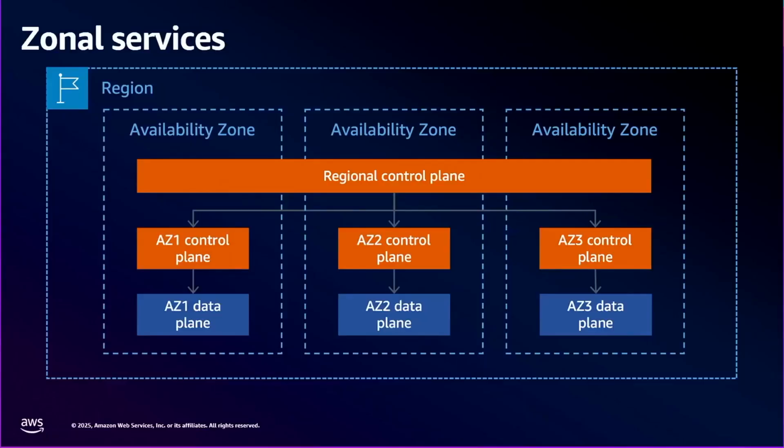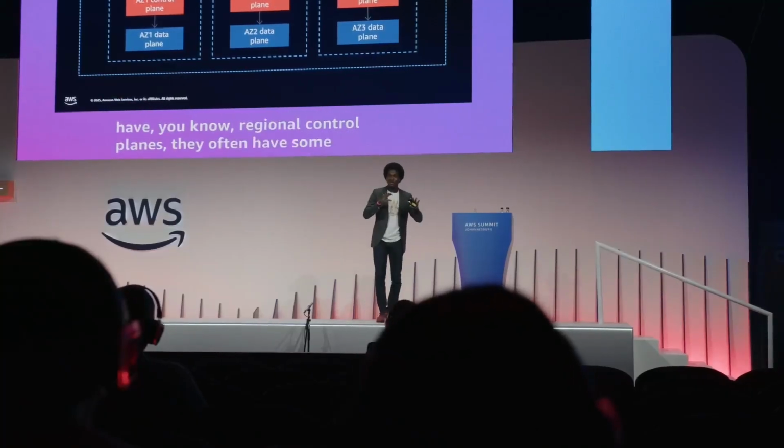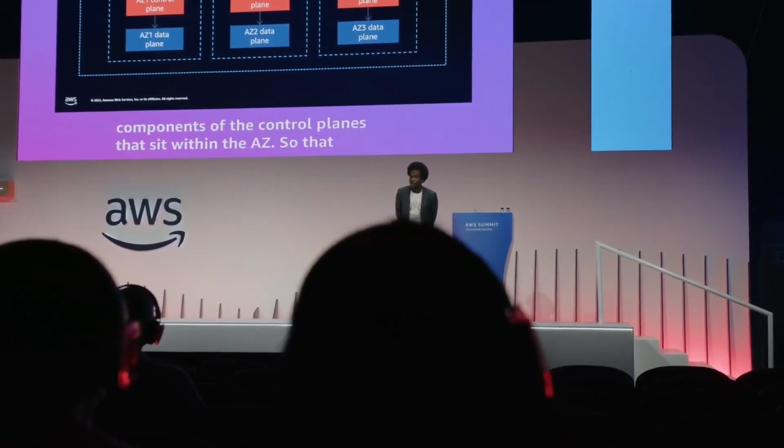Continuing on how AWS services are built, we have a concept of services that are zonal services, regional services, and global services. So talking through this, just to provide you some background on how we build AWS services so that we can get to the meat of resilience. Zonal services are services like EC2, EBS, RDS, where the resource that you're provisioning lives within a single zone, right? And a lot of these services, while they have regional control planes, often have some components of the control planes that sit within the AZ, so that we have that AZ independence during an outage.